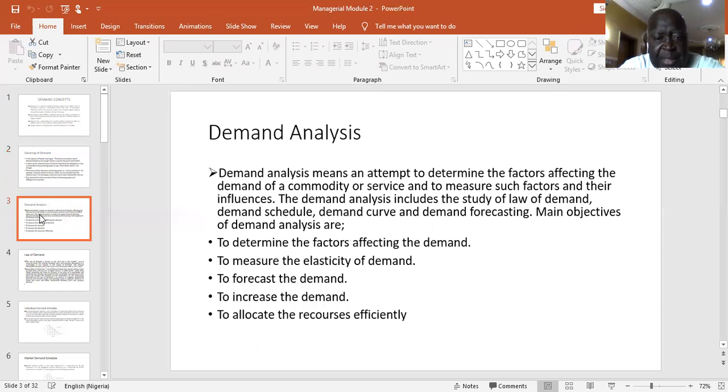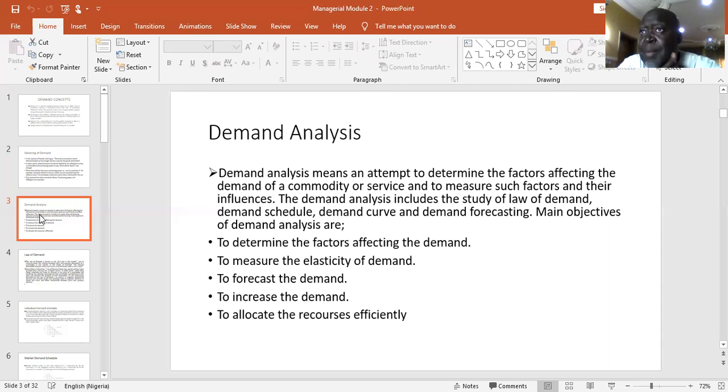Now, what is demand analysis? Demand analysis means an attempt to determine the factors affecting the demand of a commodity or service and to measure such factors and their influence. This is something you did in your elementary economics. Demand analysis includes the study of the law of demand, demand schedule, demand curve, and demand forecast. The main objective of demand analysis is to determine the factors affecting demand. What are those factors? Price of other commodities, tastes and preferences, weather, economic situation, and so many other things.